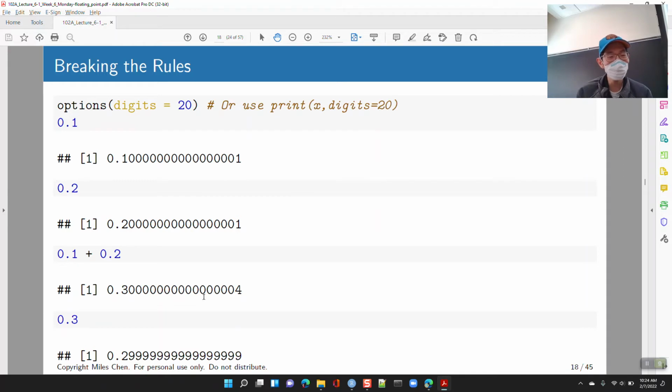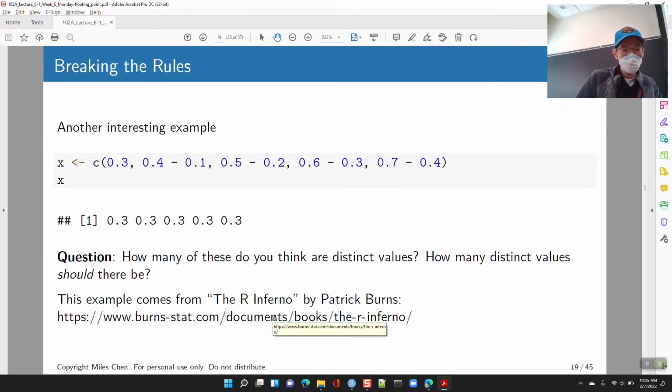And so you can try to see what's going on, and you can say options digits equals 20. Or when you print out a number, you can do print x comma digits equals 20, and that will keep a whole bunch of decimal places, and we can get a sense of what's happening. 0.1 internally is not actually 0.1 with infinitely many zeros. It's represented with 0.1000001, and here I got 0.20001, and 0.1 and 0.2 added together gives me this, whereas 0.3 is stored as this, and so these two things aren't equal to each other. Okay, so this is what's happening internally.